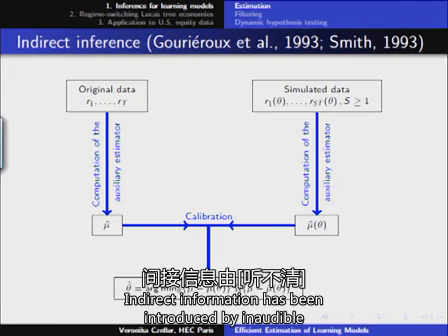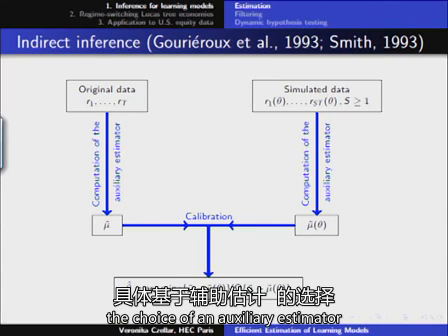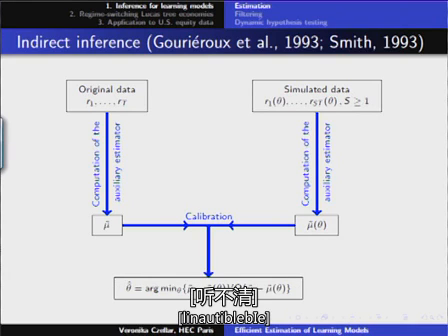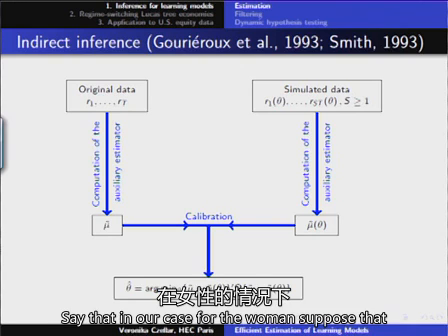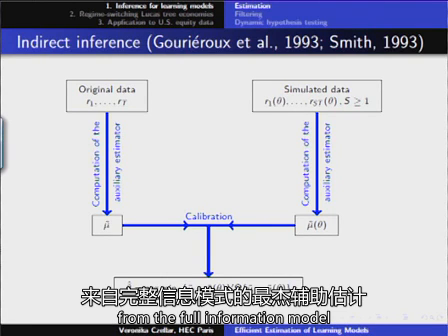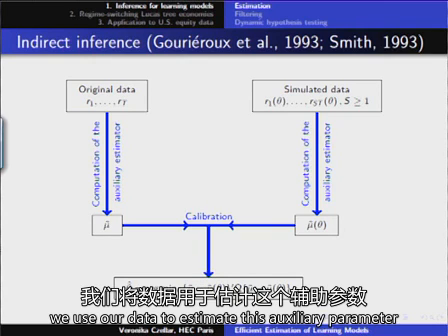Indirect inference was introduced by Gourieroux, Monfort, Renault, and Smith. It is based on the choice of an auxiliary estimator. Denote this auxiliary estimator by mu tilde. In our case, for the moment, suppose that this auxiliary estimator is the maximum likelihood estimator from the full information model. In the first step, we use our data to estimate this auxiliary parameter.